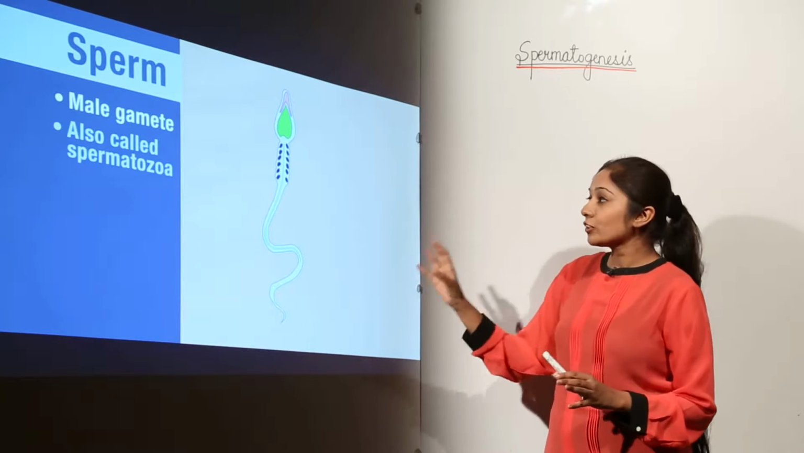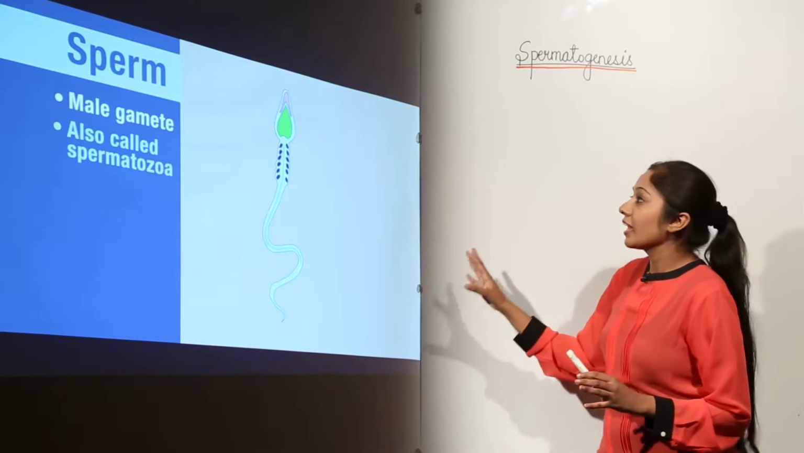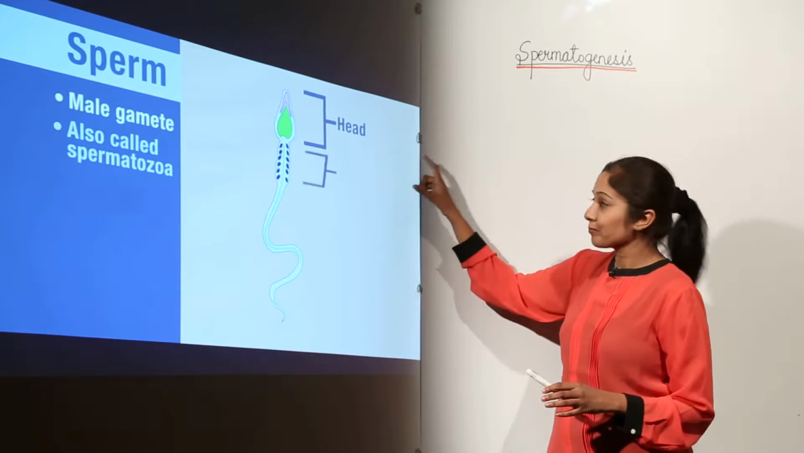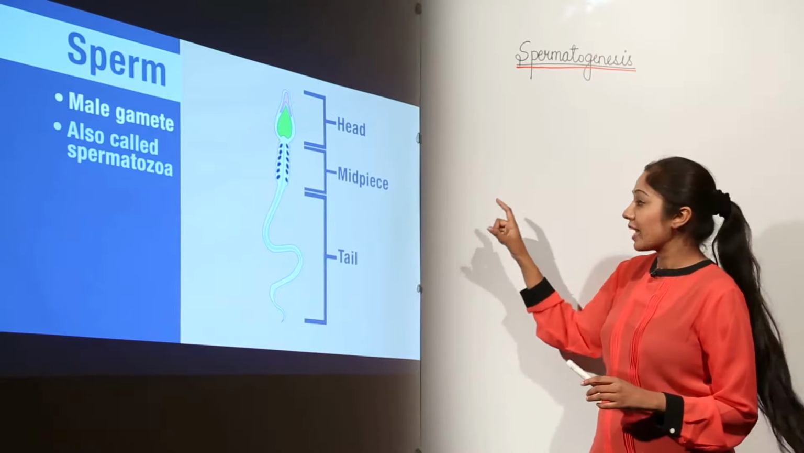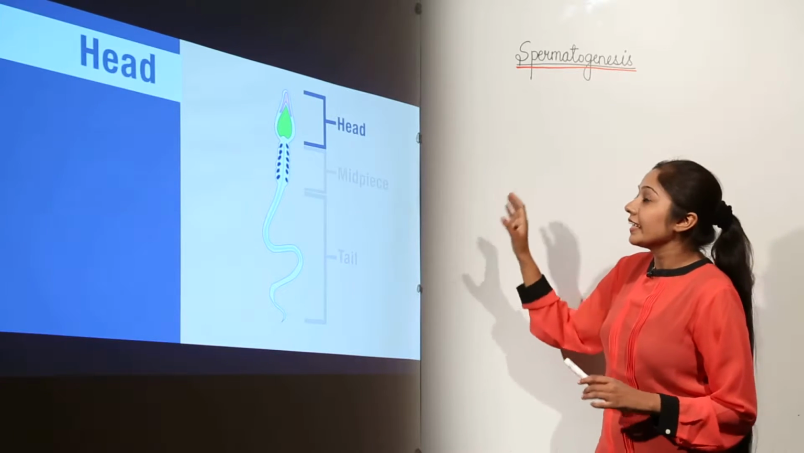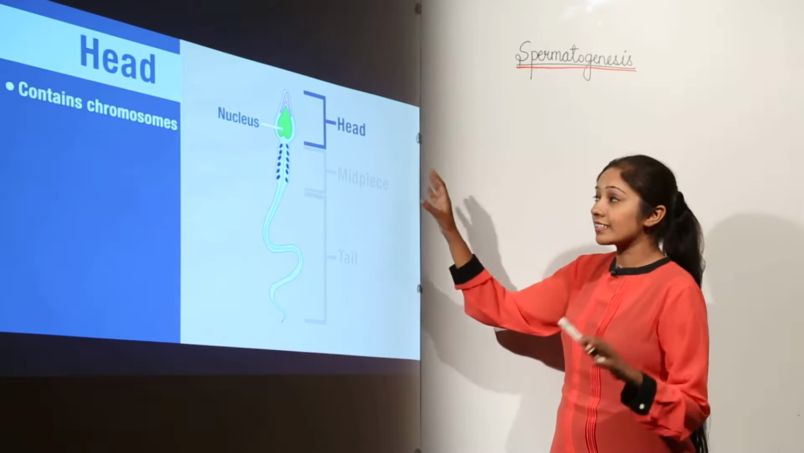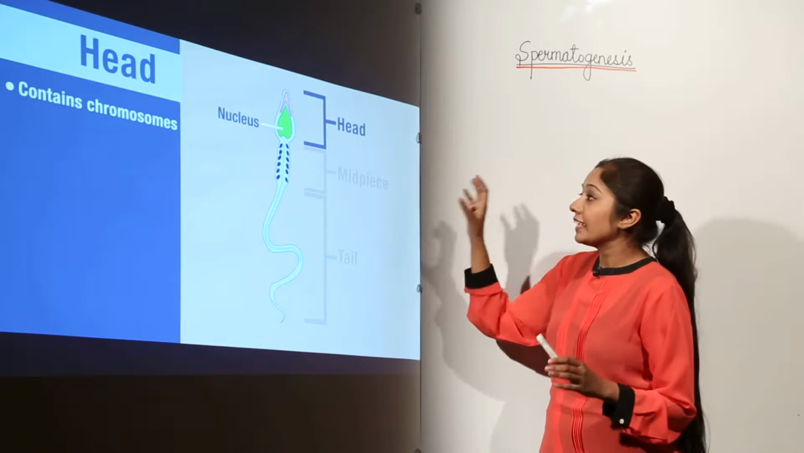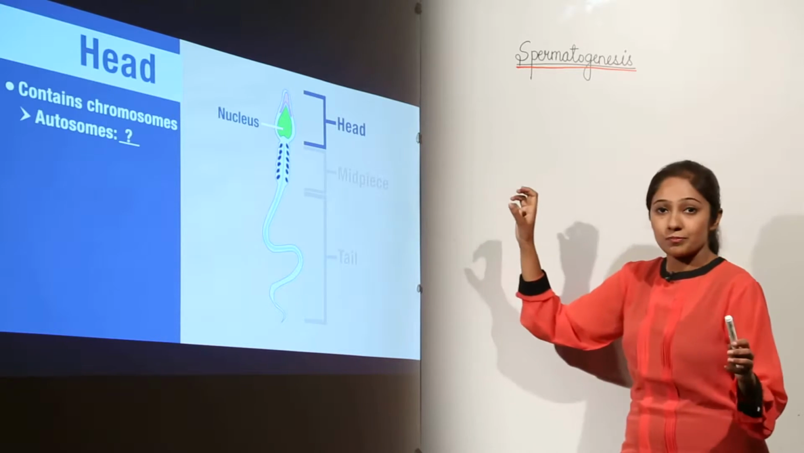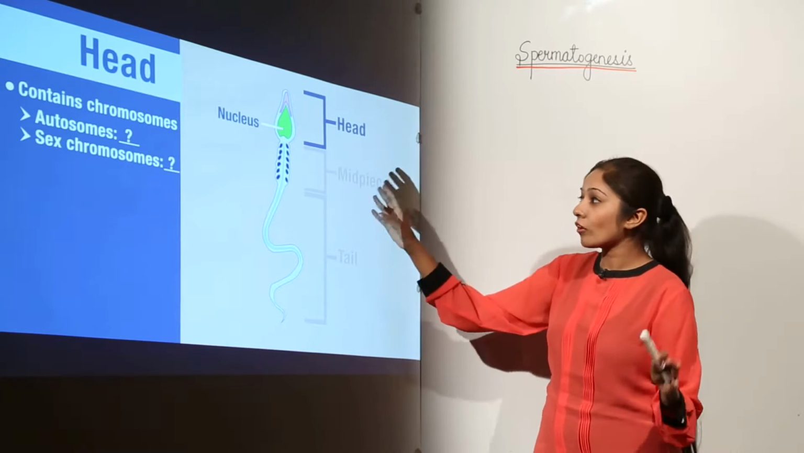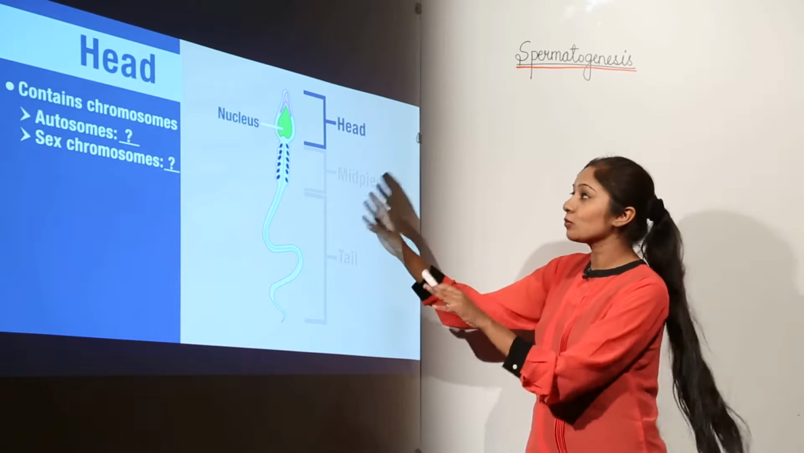This is divided into three main regions, and these three main regions are the head, the midpiece and the tail. Let us discuss the head. Head has a nucleus, and in the nucleus it contains chromosomes, and that is why this is very important. But when we talk about chromosomes, can you tell me what is the number of autosomes and what is the number of the sex chromosomes?